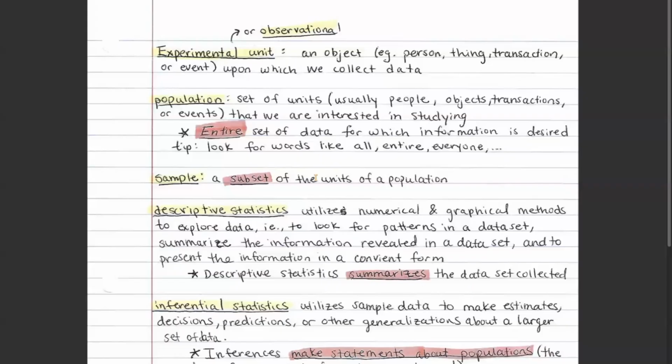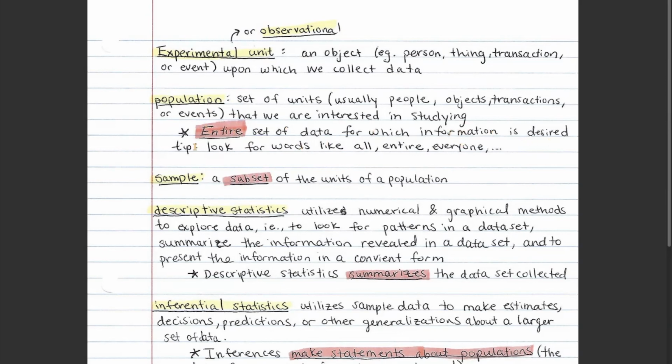Here, an experimental unit or observational unit is an object upon which we collect data. An object, for example, could be a person, thing, transaction, or event. Population is a set of units, usually people, objects, transactions, or events that we are interested in studying. And for population, it is the entire set of data for which information is desired.